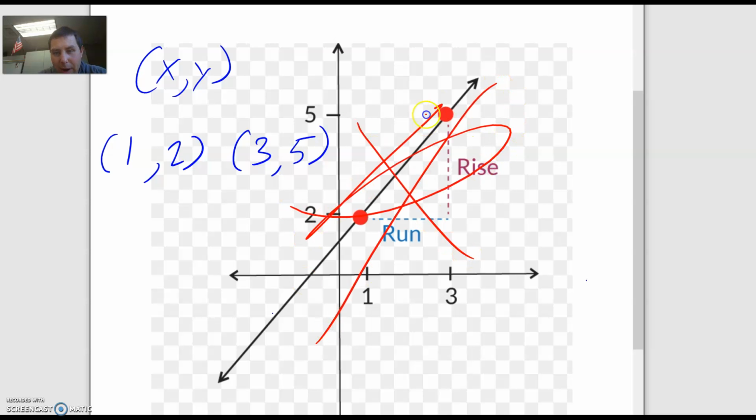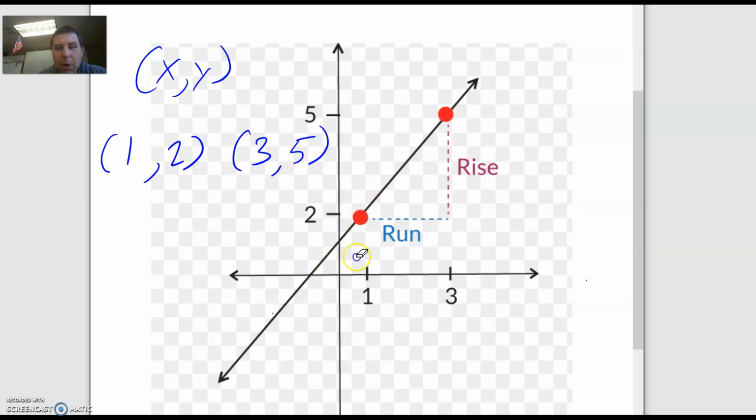So for this one, let's look at it with just the coordinates. Imagine we didn't have the graph. There's no graph there. We know what the answer should be, so let me show you a way of finding it. So I'm going to look at the y's first. Remember, the y values are the value on the right of the comma. So to go from 2 to 5, I have to add 3. So right away, I know my rise is 3.